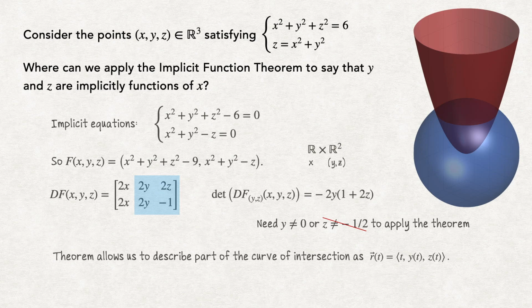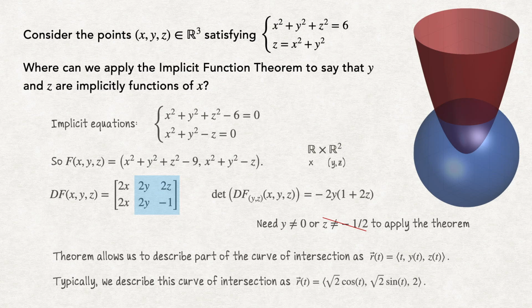And then x and y live on the circle whose radius is the square root of 2. So typically what you would do is describe this curve of intersection as r of t equals the square root of 2 times cosine of t, square root of 2 sine of t, and 2. Here, there's really no restriction on t. If you let t go from 0 to 2 pi, you trace out the entire circle. So I am mentioning this as perhaps a superior approach.